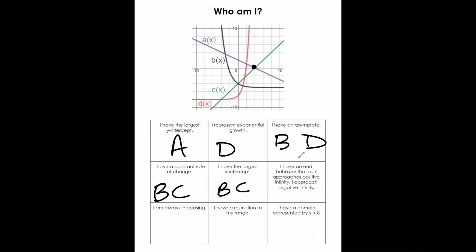B and C. End behavior, that as x approaches positive infinity, y approaches negative infinity. So as we move to the right, it's going down. That's this guy, which is A. Always increasing, that's going to be D, C. Restriction to range. Remember, that's going to be your asymptotes or your exponentials. So B and D.